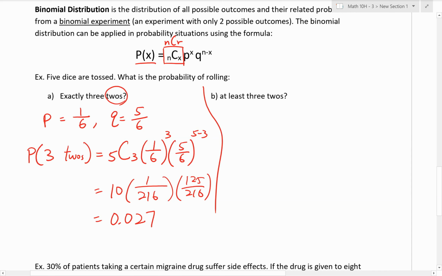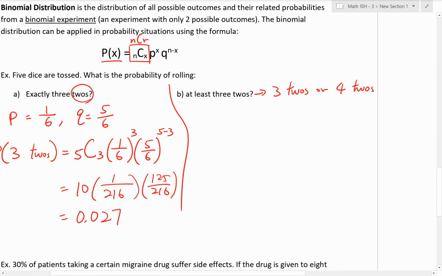Part B says, what about at least 3 twos? So at least 3 twos means either 3 twos, or 4 twos, or 5 twos.